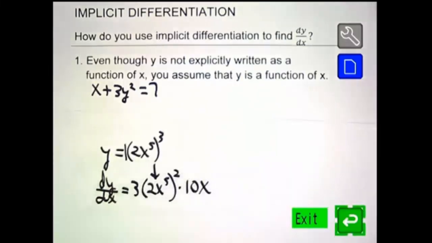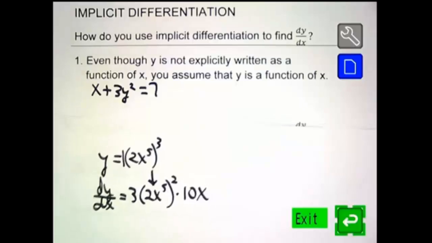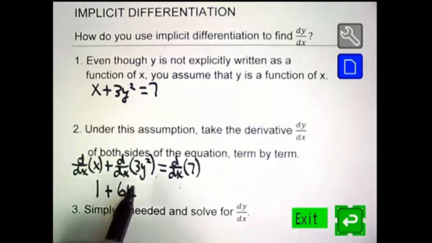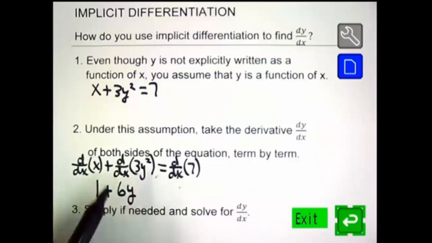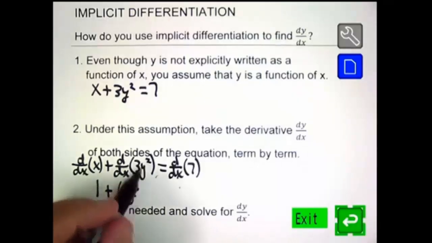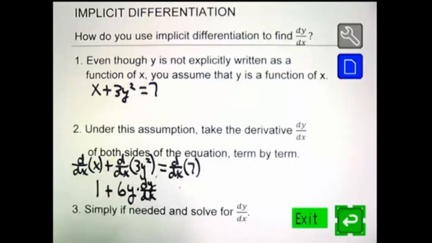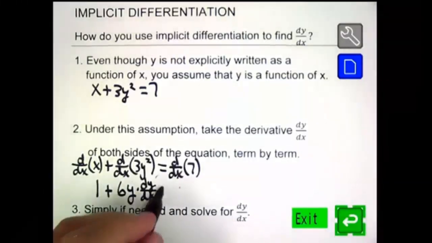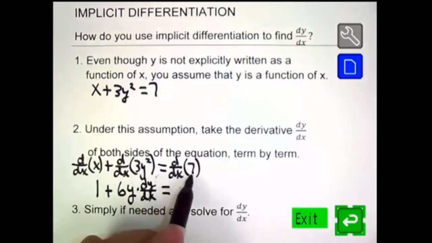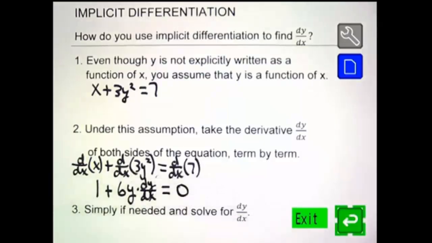So that's the same sense that I'm thinking of y back here. Y is some function of x. So when I take 2 times 3 and get 6 and take the 2 down to a 1 and get just y to the first, I still have to come back and multiply by the derivative of y, which symbolically is dy over dx. And the derivative of a constant is always 0, so the right-hand side would be 0.